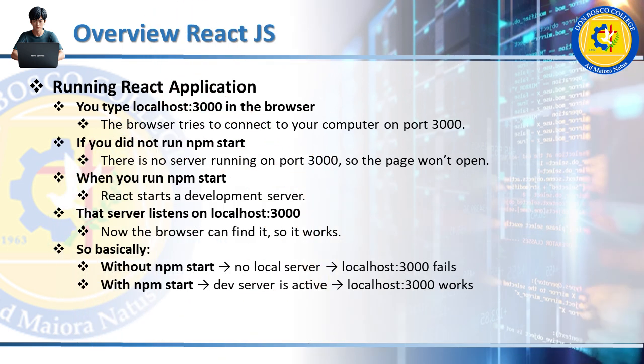When running a React application, typing localhost 3000 in the browser attempts to connect to your computer on port 3000, and if you do not run npm start, no local server is active, so the page will not open. But when you run npm start, React uses Node.js to start a development server that listens on localhost 3000, allowing the browser to connect successfully and display the user interface.